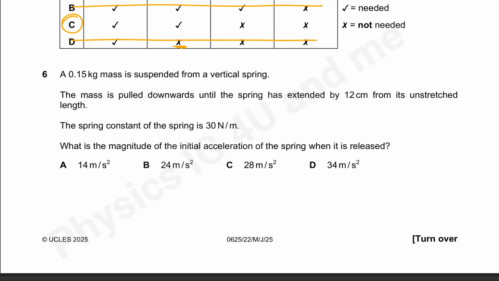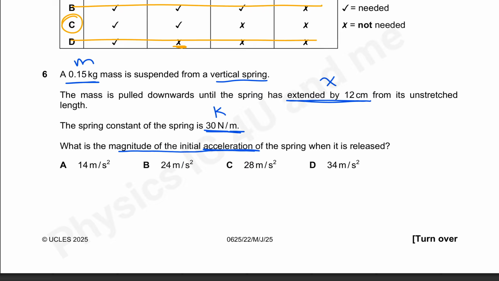Now, question 6. It says a 0.15 kilogram mass is suspended from a vertical spring. The mass is pulled down until the spring has extended by 12 centimeters. So this is the extension from its unstretched length. The spring constant is 30 Newton per meter. This is the spring constant. The question is, what is the magnitude of the initial acceleration?